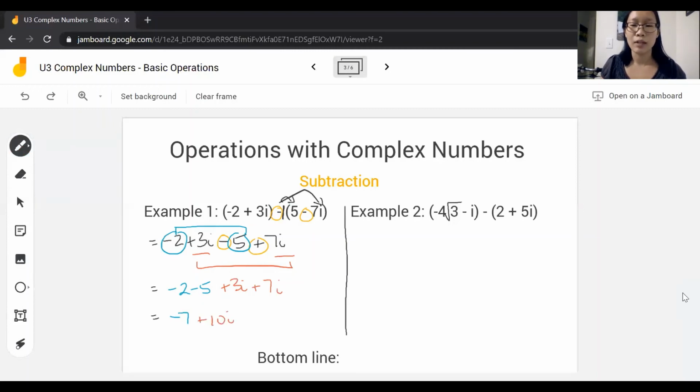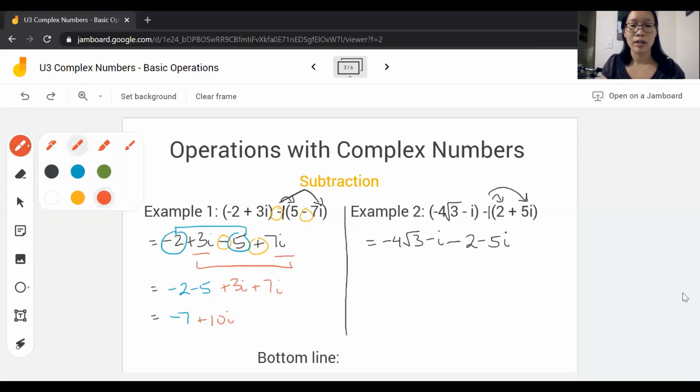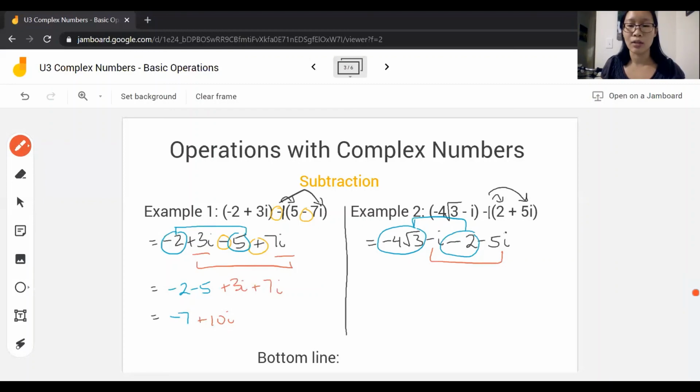I'm going to do the same thing to the second example, rewriting the first one exactly as is and then distributing the negative in the second. Now I'm going to group my reals and imaginaries together. So -4√3 goes with -2 as reals, and then -i and -5i go together as imaginaries. I'm going to rewrite this so that my reals and imaginaries are together. -4√3 minus 2 can't be simplified anymore, so I'm just going to rewrite it exactly as is. But -i and -5i make -6i, so this is my final answer. The bottom line here is we distribute the negative and then combine like terms.